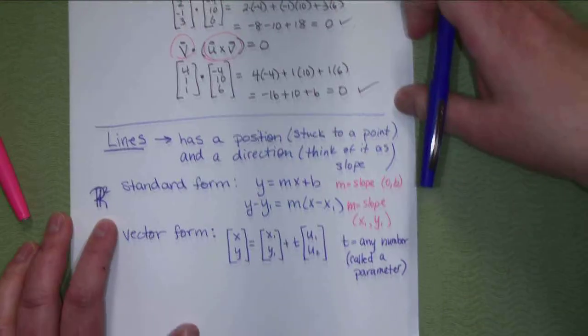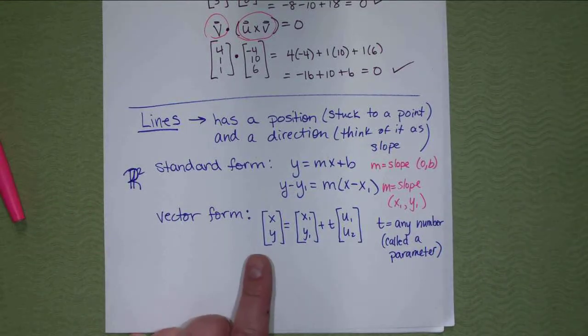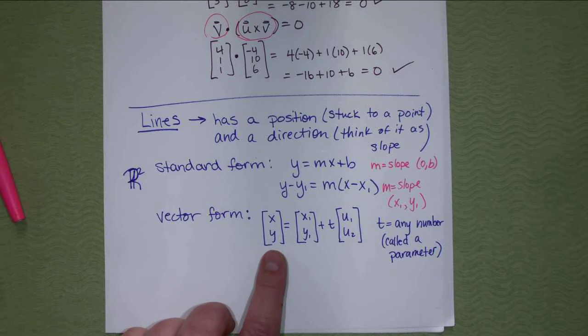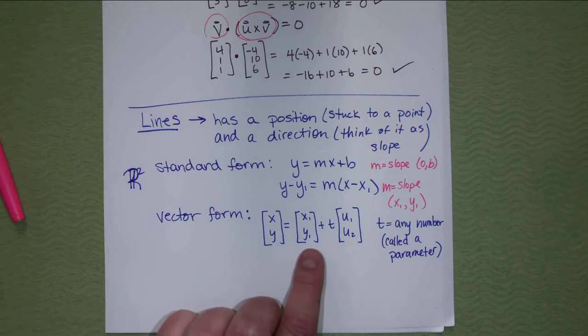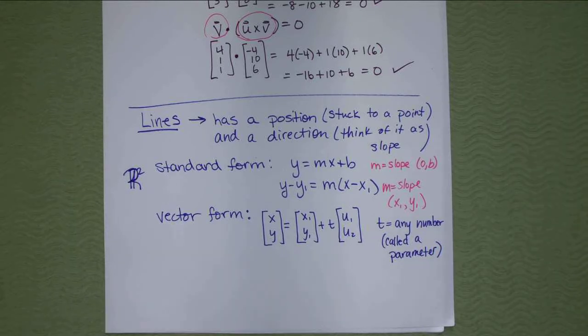Okay, are we still on the page? So, vector form looks like this. (x, y), that's the vector, is equal to (x1, y1) plus t times (u1, u2). What do you think (x1, y1) is? The point. That's the point it's stuck to.